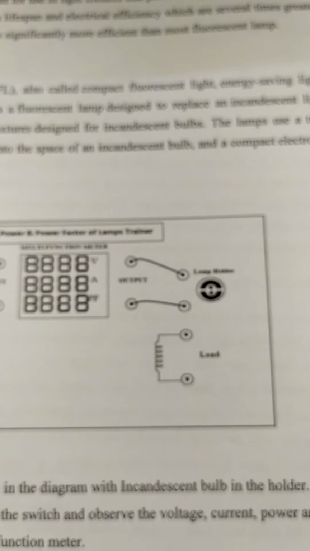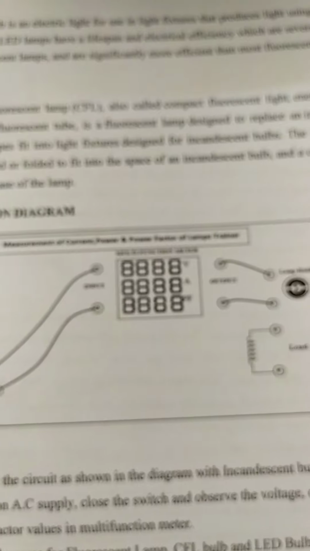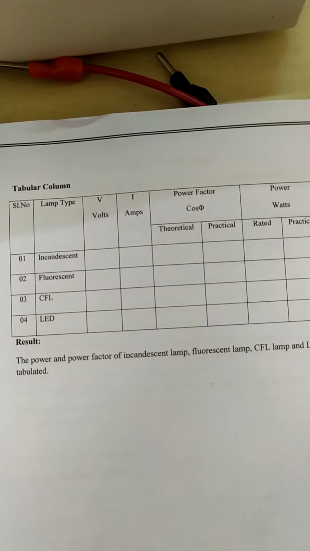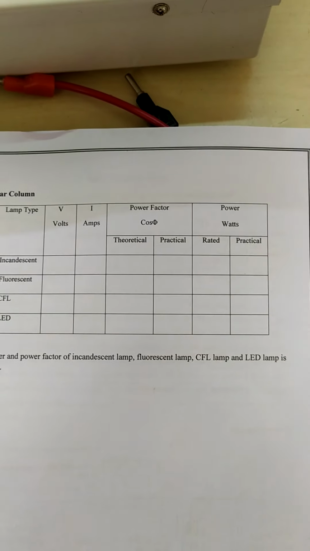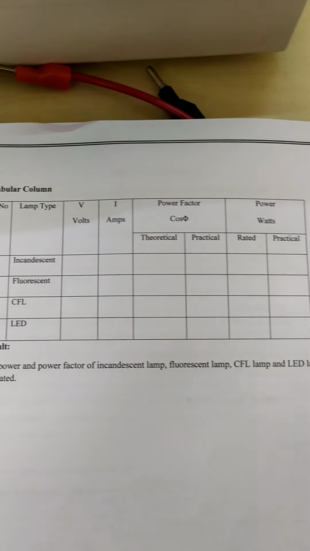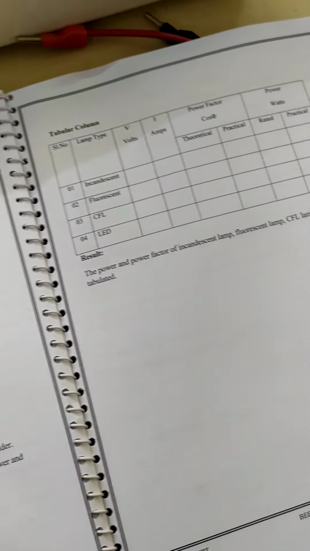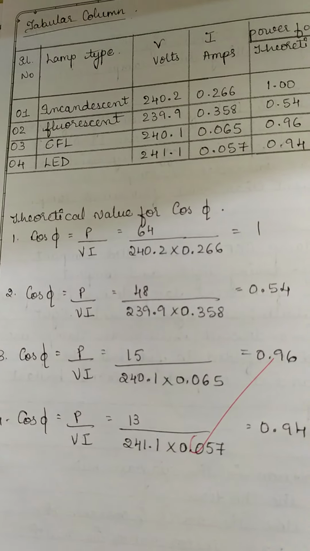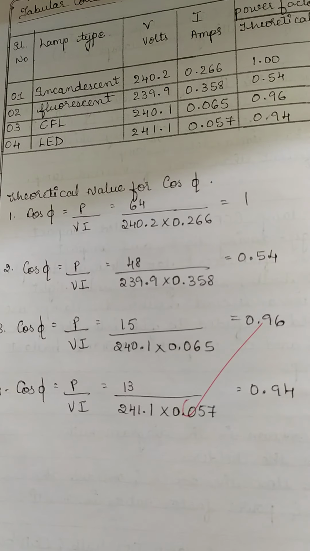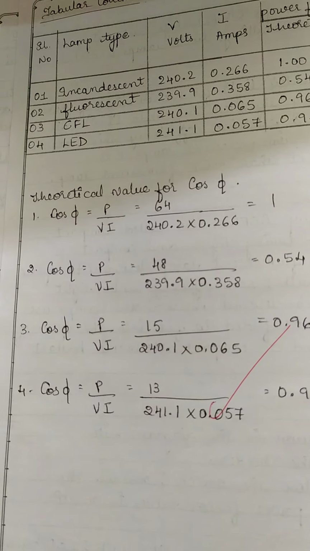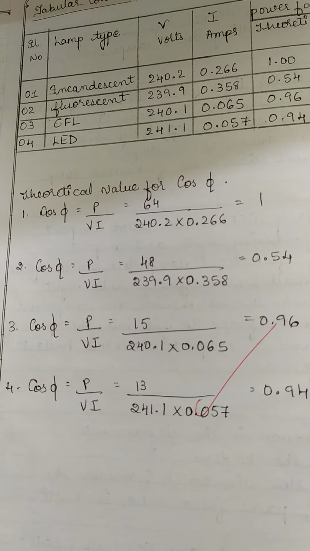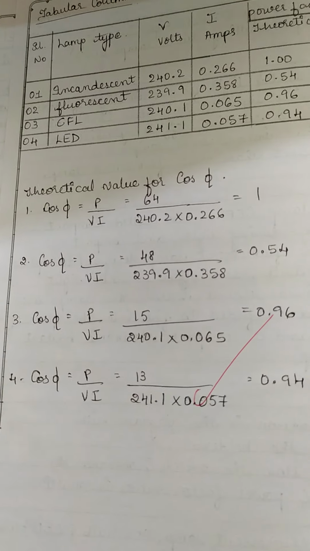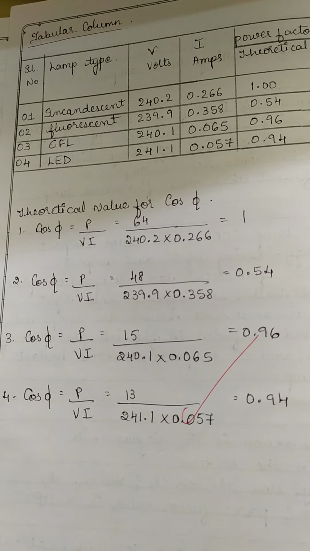So this is what we have to do. We have to note down voltage, current and also the power and power factor, then calculate the theoretical power factor by using cos phi is equal to P by VI. Like this, cos phi is equal to P by VI. Like this we have to calculate the theoretical value of cos phi. Now let us start making the connections.